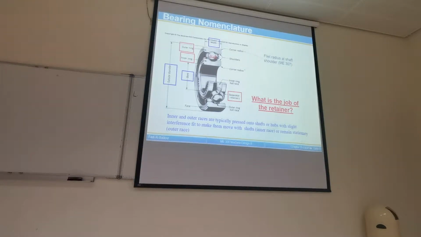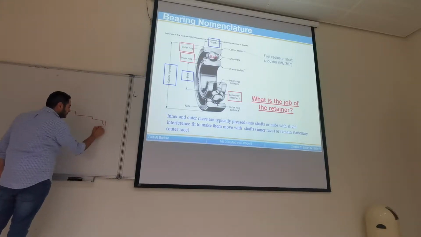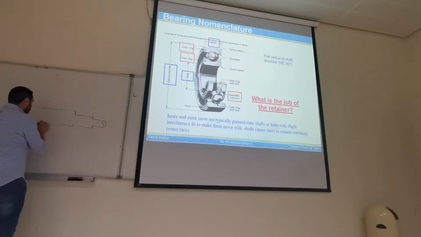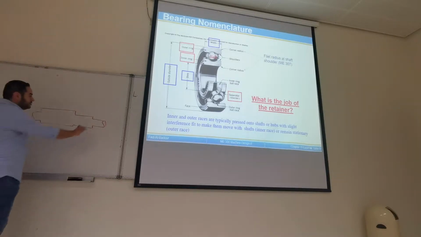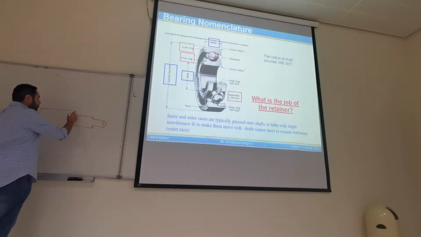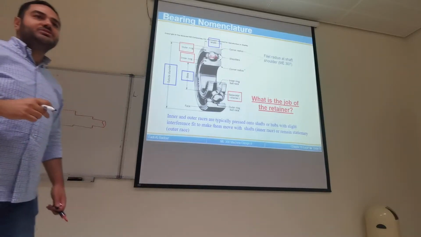You remember, we used to make shoulders on the shaft for two purposes. What are these purposes? We used to have stepped shafts, like this. Why do you make these shoulders? Yes, we call them shoulders. What's the job of the shoulder? There are two jobs for the shoulder. The first job is the axial position.